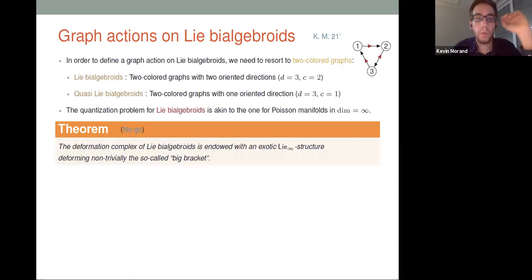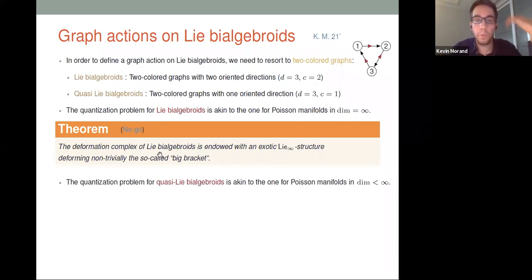Okay, so again, if we use the previous theorem, then we can show the so-called no-go theorem for DG algebroids and show that, in fact, this quantization problem is more similar to the one of Poisson manifolds in infinite dimension. In particular, we can show that there are some exotic infinity structures on the deformation complex of DG algebroids. So this is somehow the incarnation in D equals 3 of the Moyal commutator in D equals 1, and the Kontsevich-Shoikhet obstruction in D equals 2. So again, this structure incarnates itself in D equals 3 as a non-trivial exotic structure on the algebroid. And this provides an obstruction to the quantization.